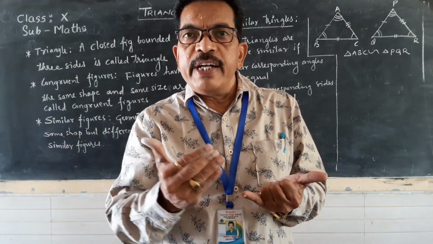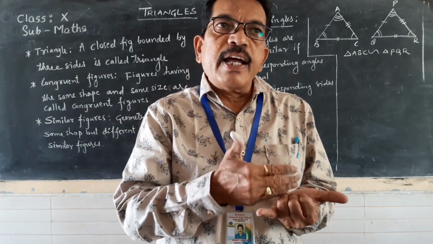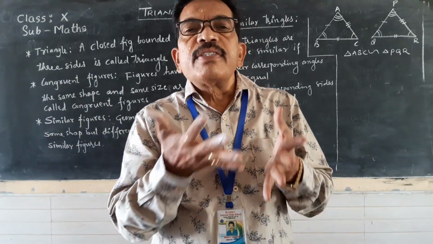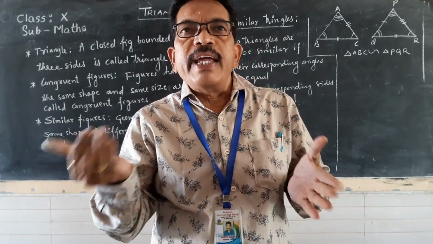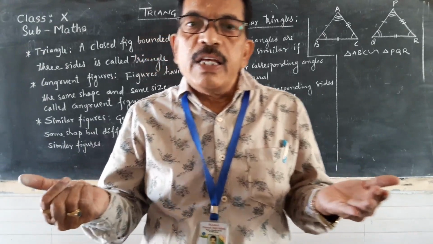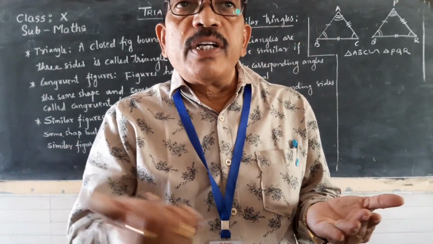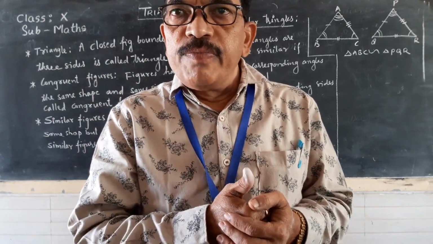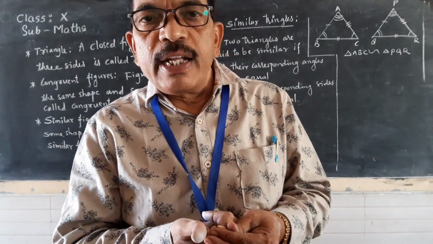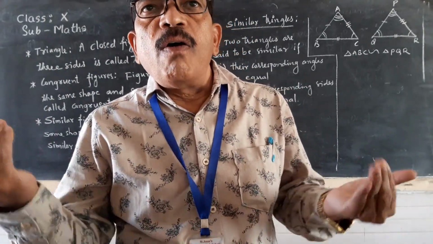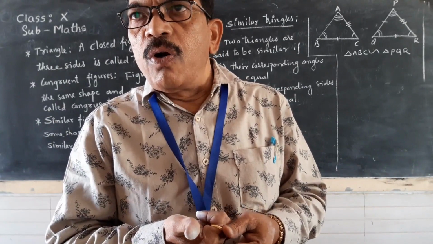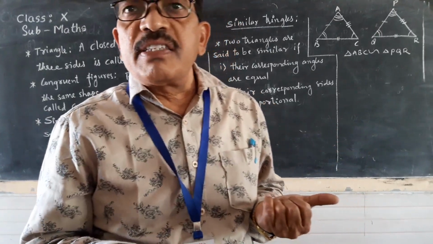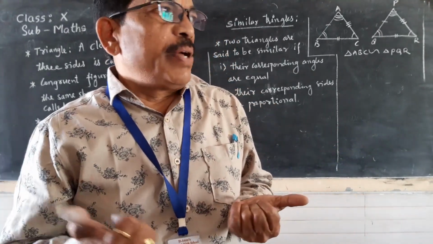So we have classified the triangles on the basis of their sides, and we have also classified the triangles on the basis of angles. For example, a right angle triangle is a triangle having one angle equal to 90 degrees. Then an equiangular triangle means the triangle having all angles equal. You come across these varieties of triangles which you have learned in the previous classes.